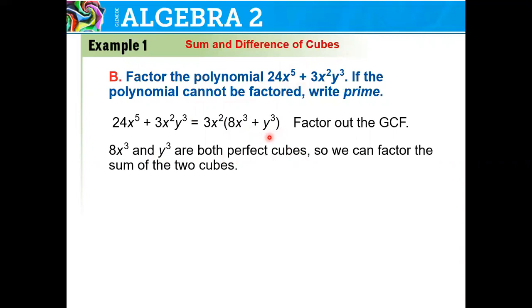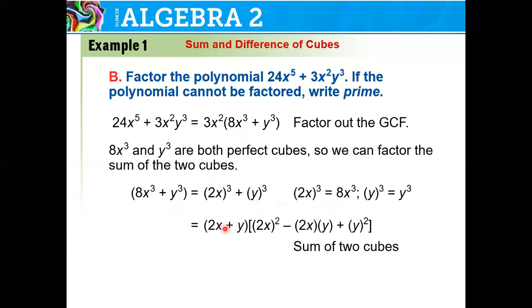Y cubed, it's clear that's a perfect cube. 8x cubed means it's 2x times 2x times 2x. That's why I will have 8x cubed written as 2x all to the power of 3 plus y cubed. So, using the rule a plus b, we say that 2x represents the a, y represents the b, then the factorizing will be a plus b, means 2x plus y, here it is. The second bracket will be a squared, means 2x squared, minus ab, 2x times y, so it's 2xy, plus b squared, so it's y squared.